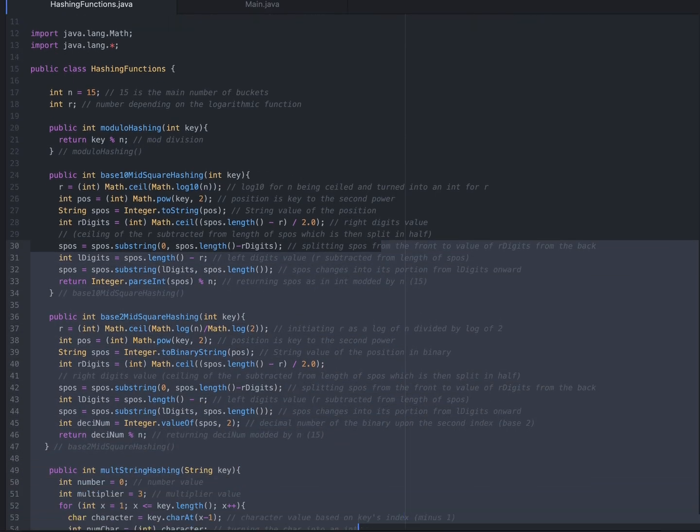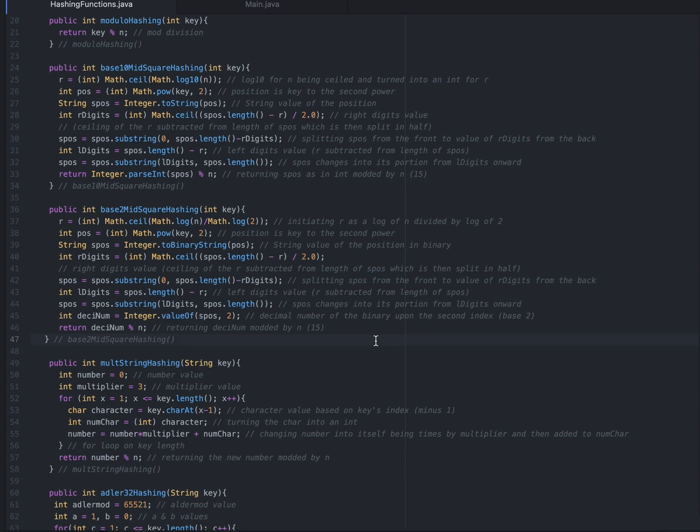We have base 10 mid-square hashing here. We start with the R, making it int of math.ceil, where it basically rounds up. Position is key to the second power. Make that an int. String position is basically an integer of the position as a string.